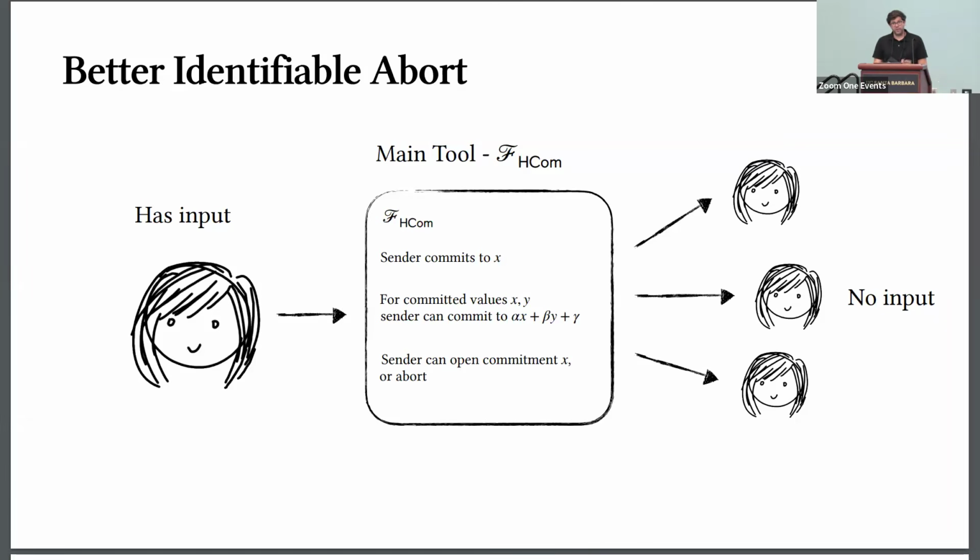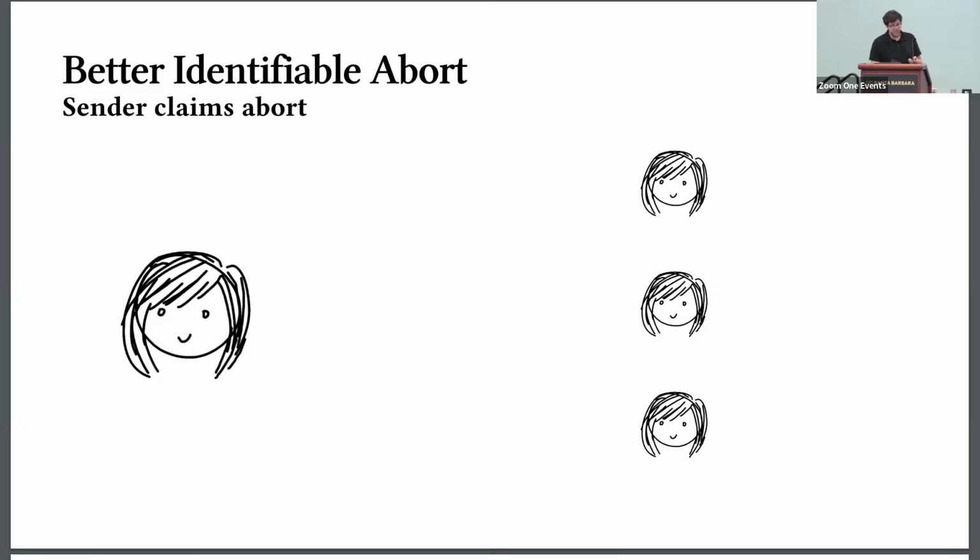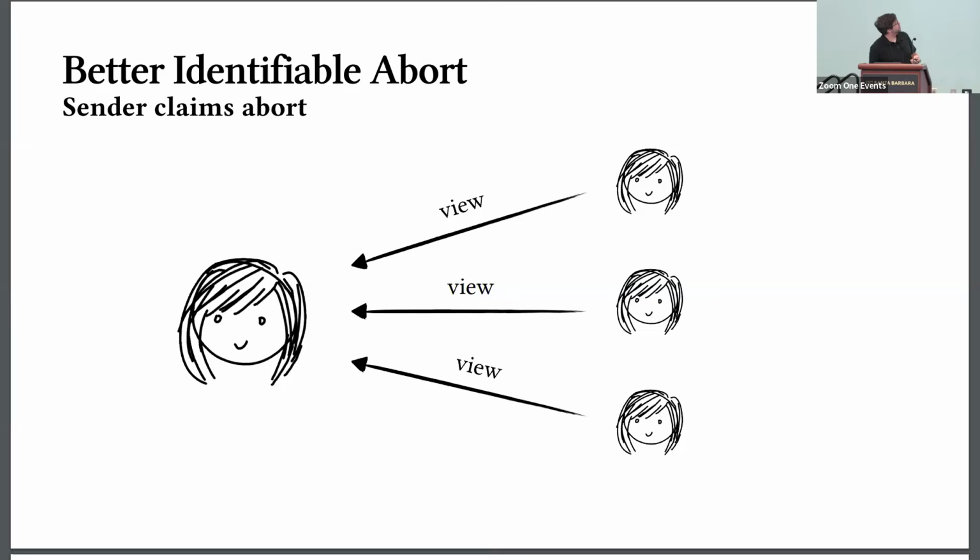Even though receivers do not have private inputs, they might have private outputs. So we don't want to reveal that. To remedy this, we have two different types of recovery mechanisms, depending on who aborted.